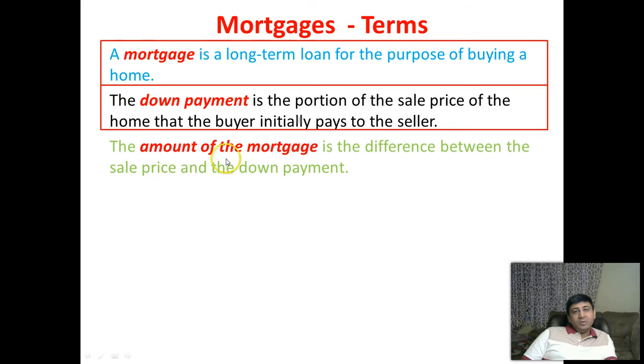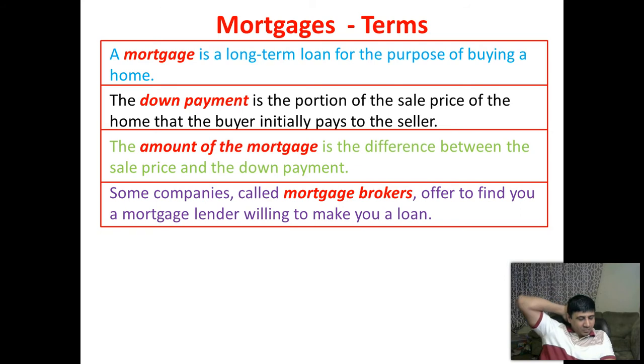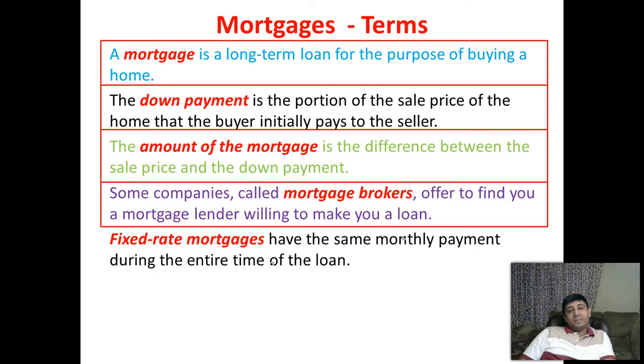And the amount of the mortgage, which we'll borrow, is the difference between the actual sale price and the down payment. So that is the money which we do not have, and we'll borrow it from the bank or some other lending agency. That's the mortgage amount. Now, some companies, which we know as mortgage brokers, offer to find you a mortgage lender willing to make you a loan. So mortgage brokers will come up all the time when we deal with home buying.